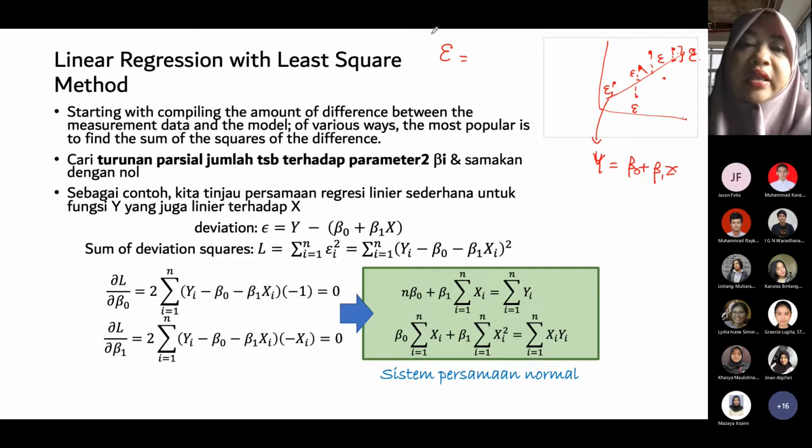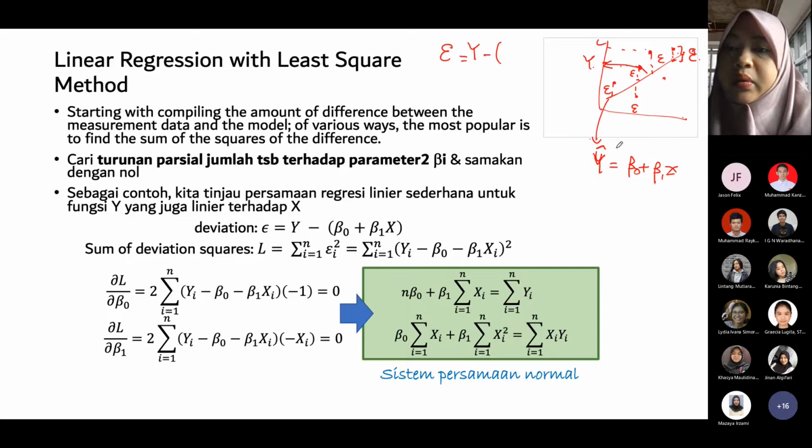Okay, so the error is actually the value of y, this is the value of y. So y minus the model. The model is beta 0 plus beta 1 x. Okay, so we want to make this a square, and we want to add all of them, sum of squares, least square method. So we sum all of them, and we make each one a square.